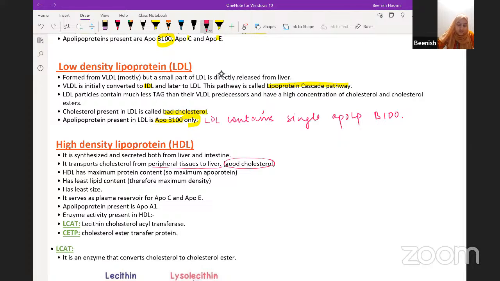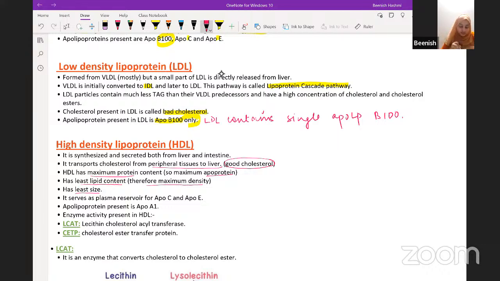Now, HDL has maximum protein content. That is, it has maximum apoprotein, because that is the protein that is present in lipoproteins. So HDL has maximum protein content and least lipid content. Therefore, it has maximum density, because the more the protein, the more the density. So your HDL has maximum protein, so they have maximum density and they have the least size. So they are smallest in size.